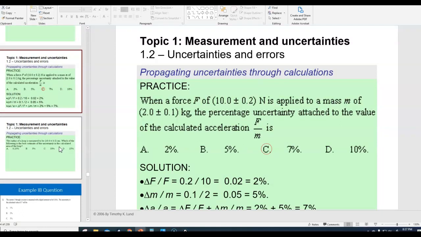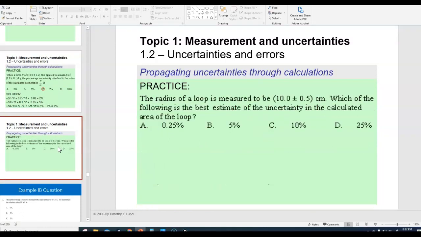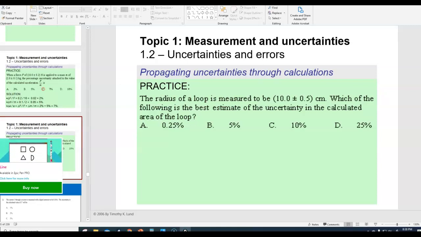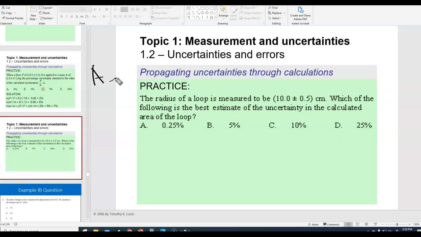Okay, just a few more examples. Let's see if you can do this on your own. The radius of a loop is measured to be 10.0 plus or minus 0.5 centimeters. Which of the following is the best estimate of the uncertainty in the calculated area of the loop? And in case you don't know for some reason, the area of a circle is pi r squared, and I will give you a big ol' hint that pi has no uncertainty because it's not a measured value, it's a constant. Okay, so let's see if you can figure this out on your own. Pause it there and try to answer this question.